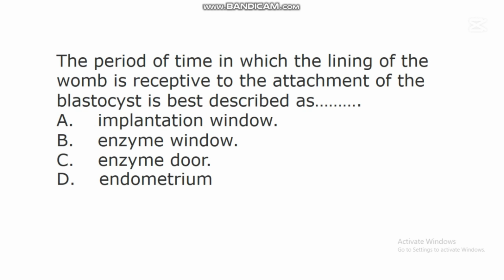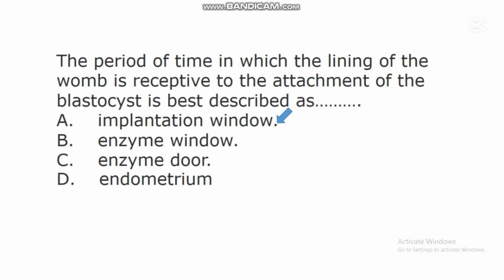The next question says, the period of time in which the lining of the womb is receptive to the attachment of the blastocyst is best described as dash. A. Implantation window. B. Enzyme window. C. Enzyme door. D. Endometrium. In this question, the correct answer is A.